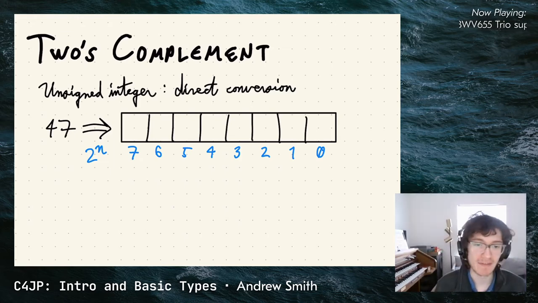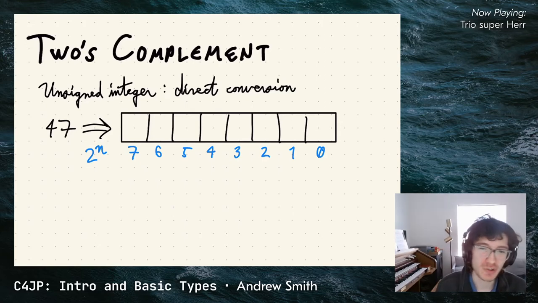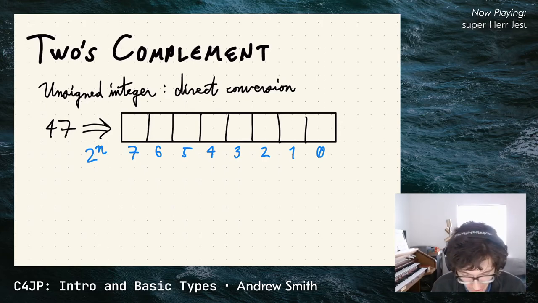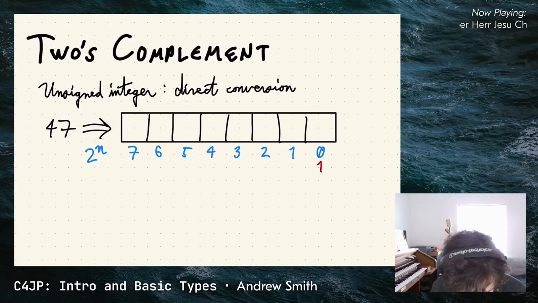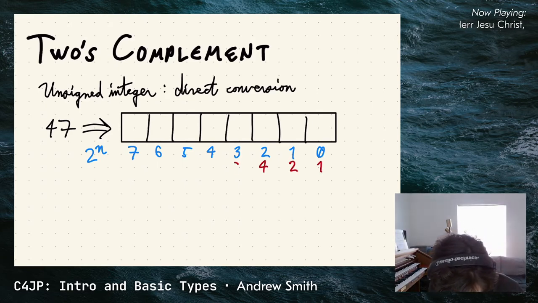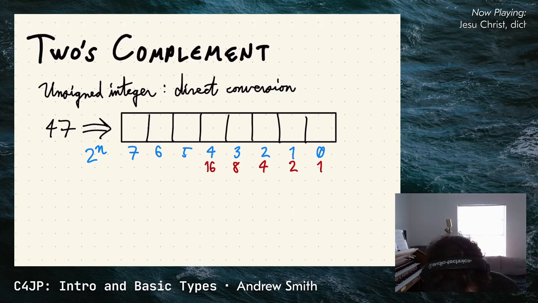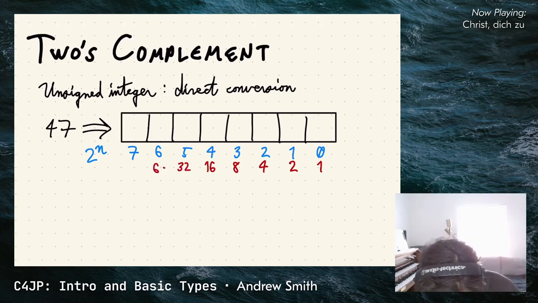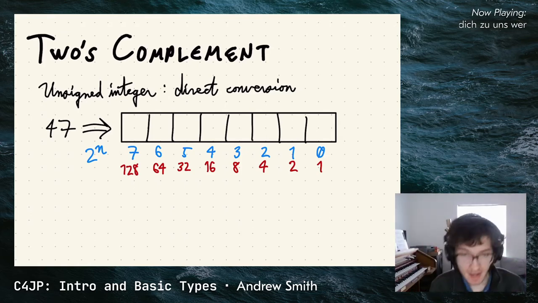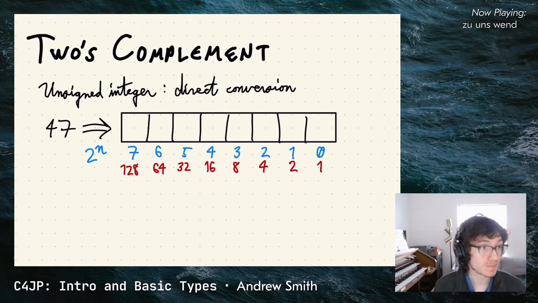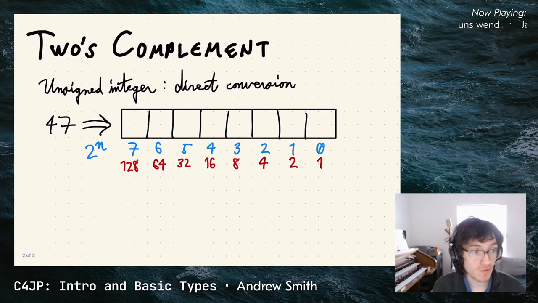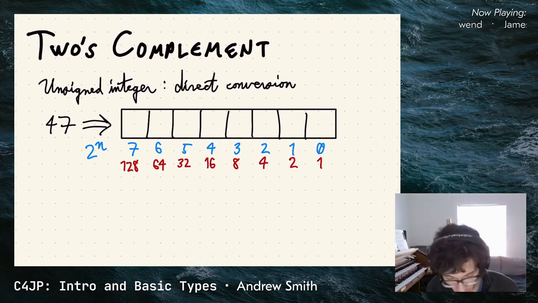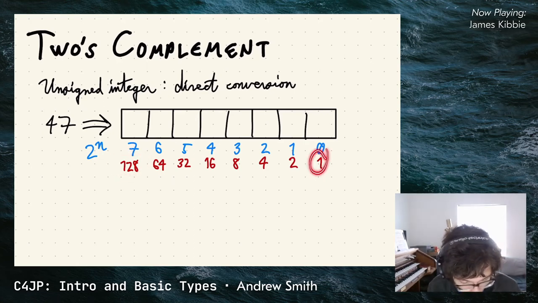And for those of us who haven't memorized your powers of 2, which I encourage you to do at least up until maybe 1024, we'll write what this converts to. So 2 to the 0 is 1. 2, 4, 8, 16, 32, 64, and 128. And so now, to convert an integer from decimal to binary, we're going to go from our highest place value, which here is 128, to our lowest, our 1.